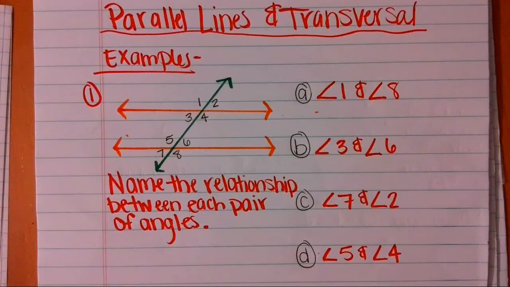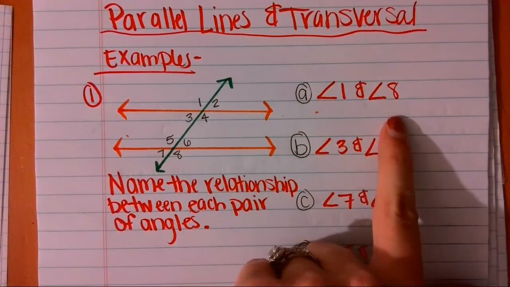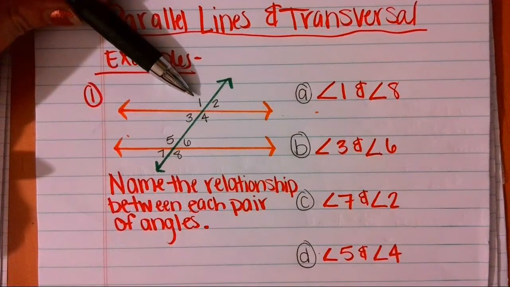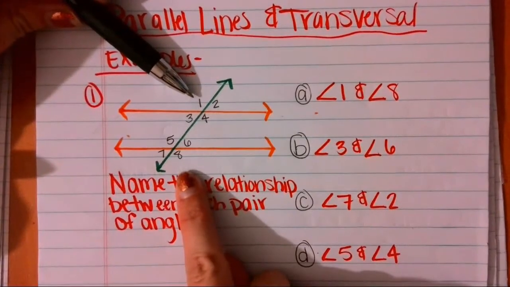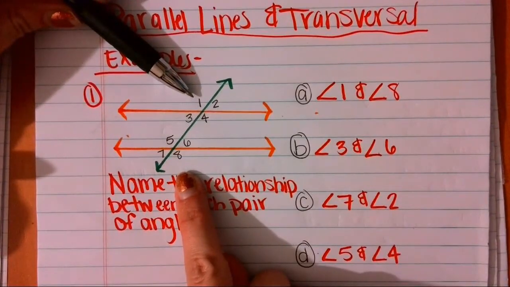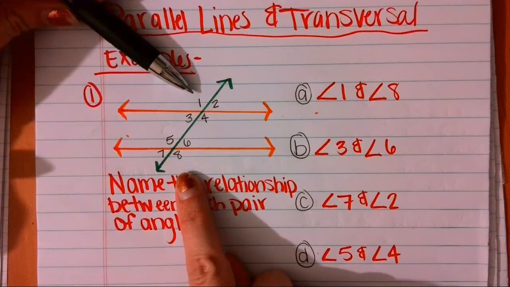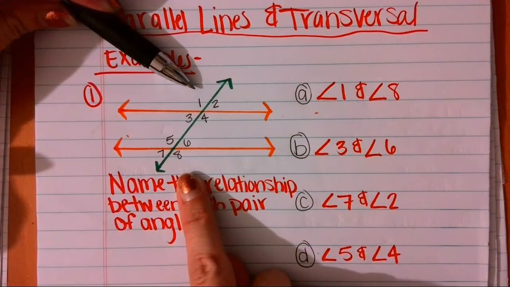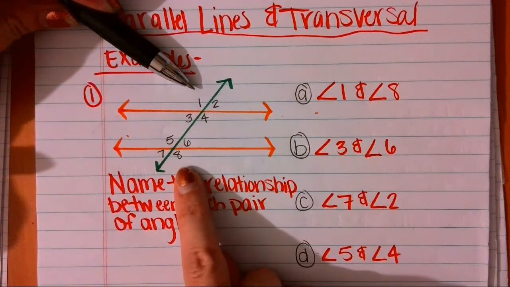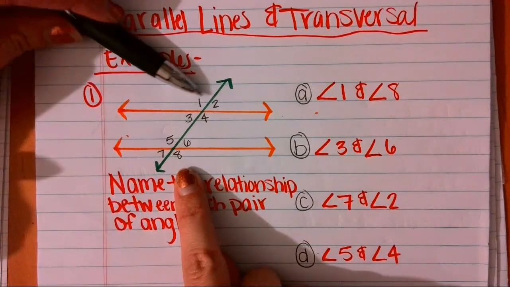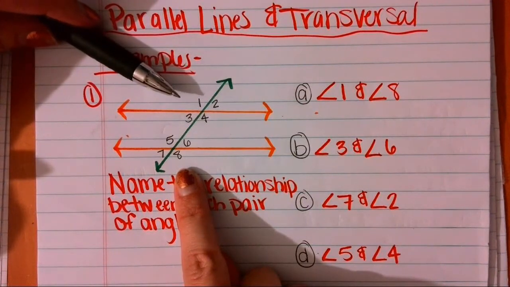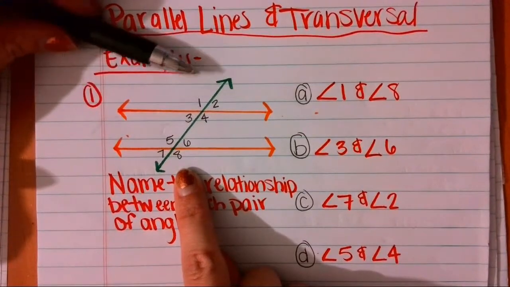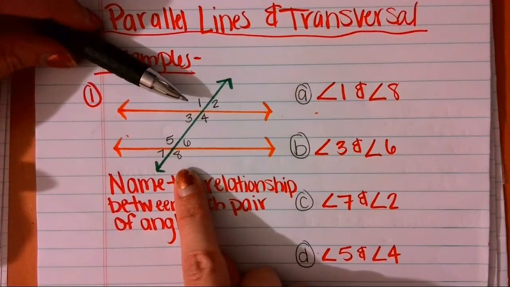So starting with A, we have angle 1 and angle 8. So I'm going to look and I'm going to point. Well, here's angle 1, and then 8 is way down here. So first I have to decide if they're alternate or consecutive. Alternate means that they're on opposite sides of the transversal, and consecutive means that they're on the same side. So I'm going to leave my pen here pointed at angle 1, and I am going to try to decide what these have to be.